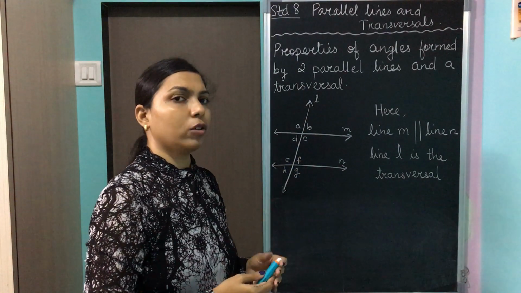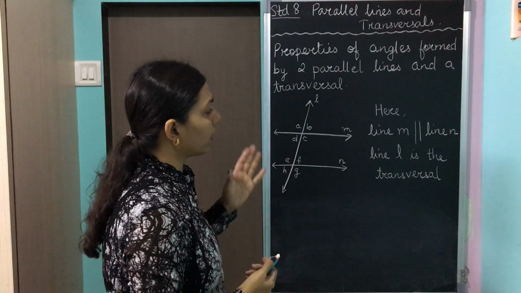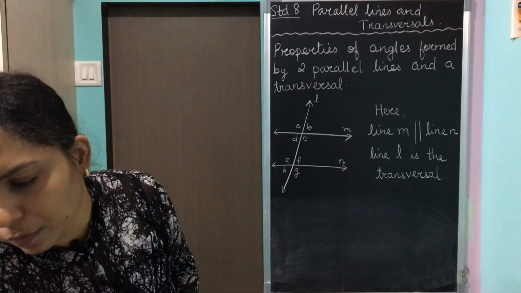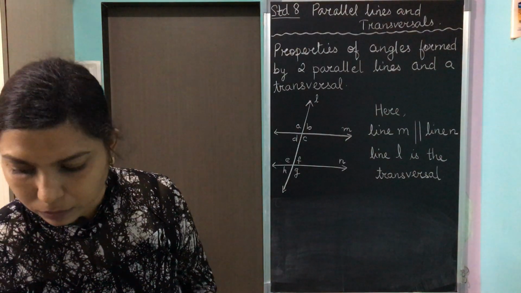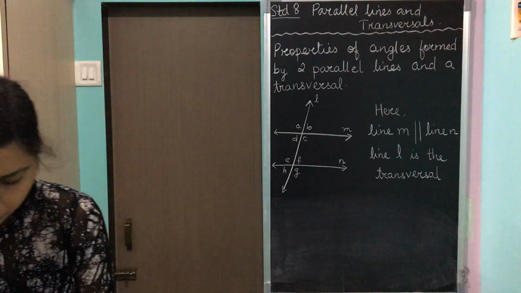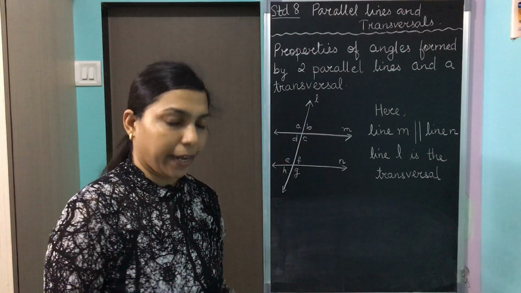Now we move on to the next type of angles, which are your alternate angles. We'll look at the first pair of alternate angles which are formed over here. Please have a look and decide which are your alternate angles.